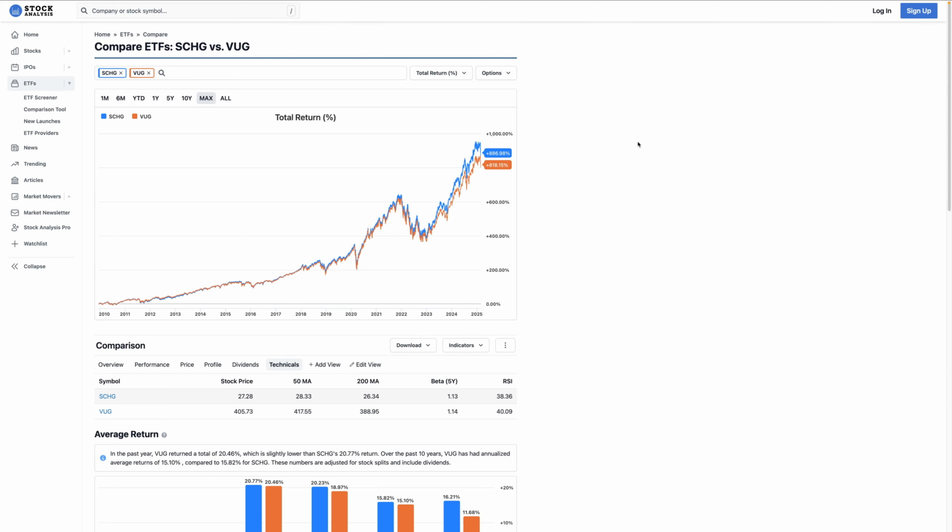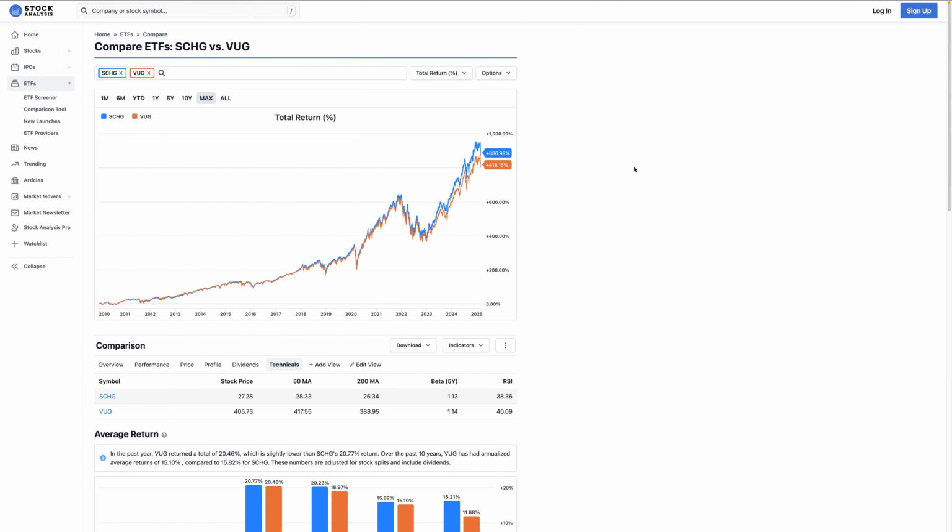In this video, we're going to be comparing two popular growth ETFs, one by Charles Schwab and the other one by Vanguard. As you all know, these funds go by SCHG and VUG. I want to talk about these because they have been changing in the past few years. Let's look at this chart that I like by Stock Analysis. The website will be in the link description below.